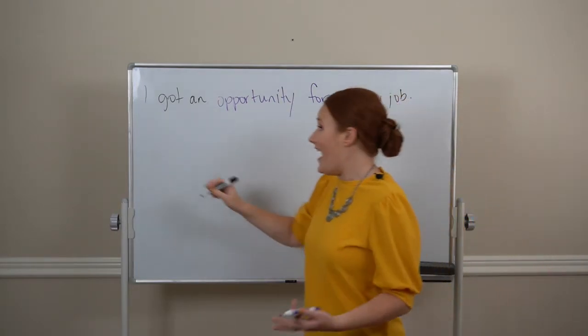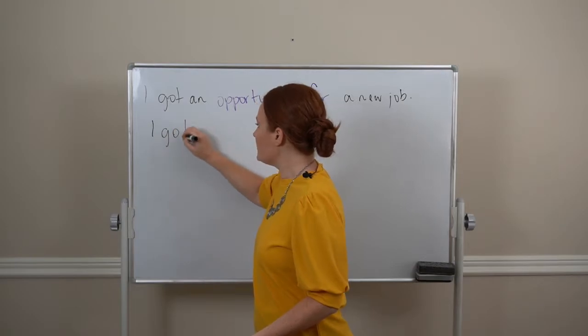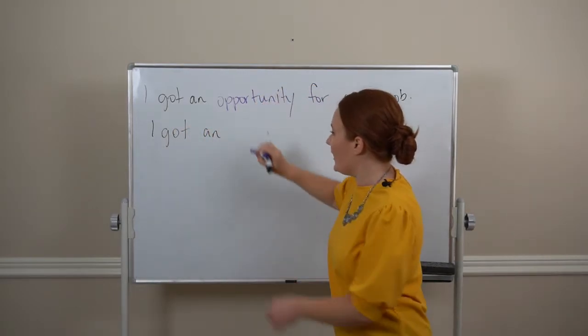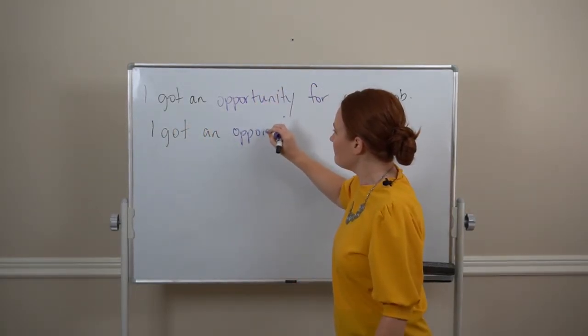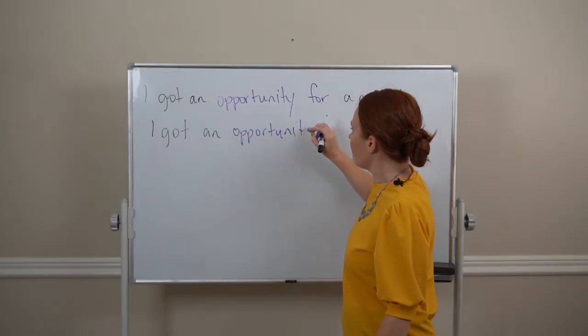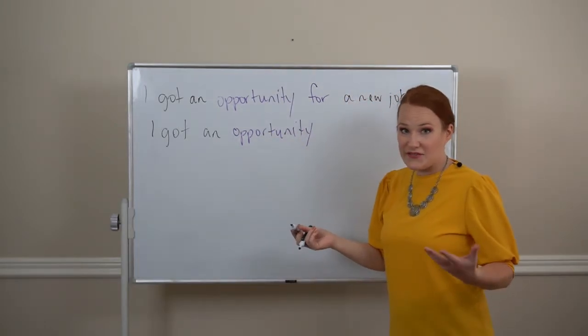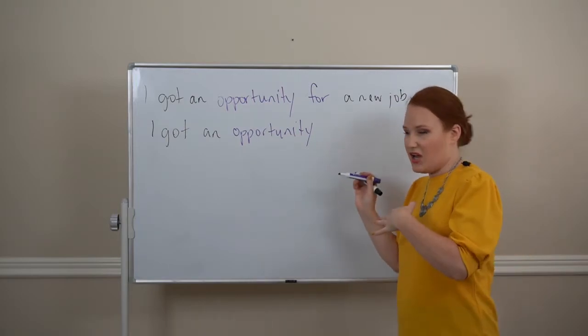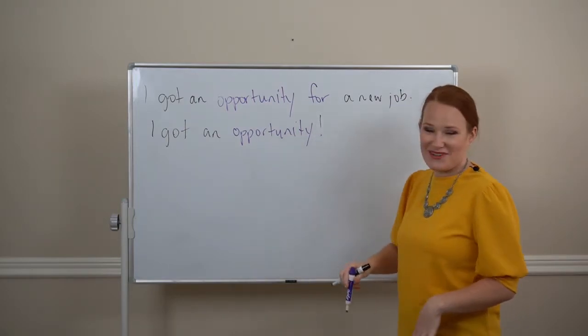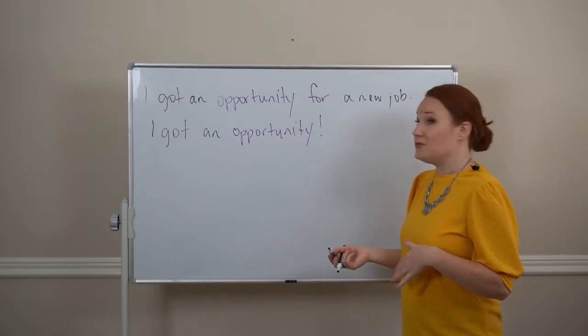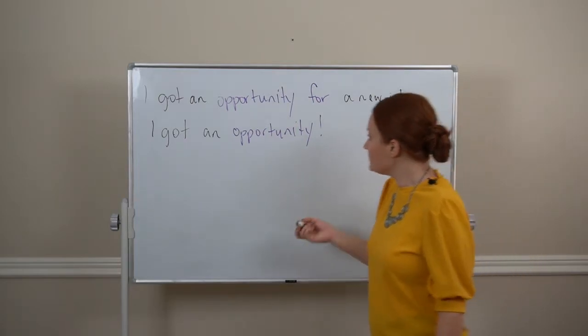We won't always have more information, of course. I could just say, I got an opportunity. And if that's the end of your clause, fine. Period, comma, exclamation point, we're good to go. So let's look at some more examples.